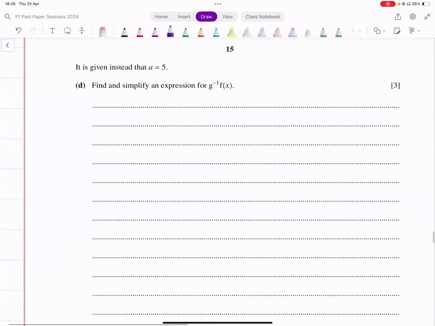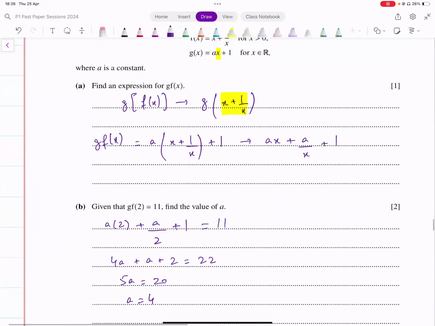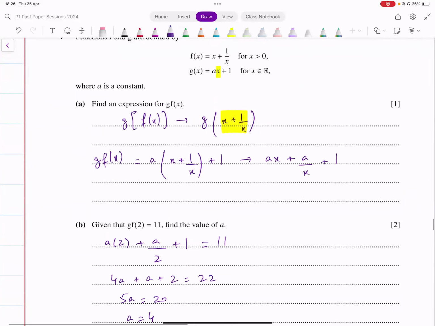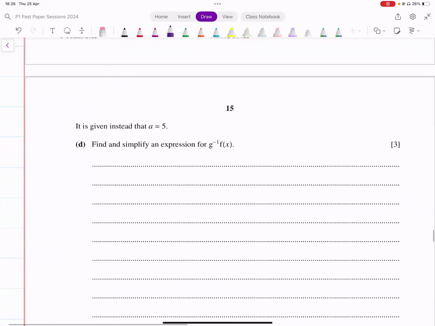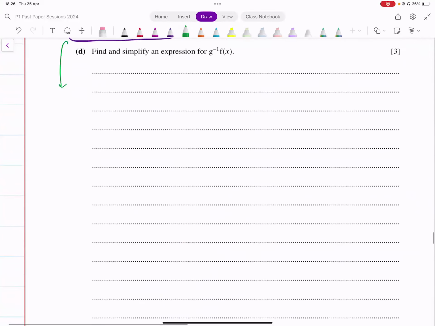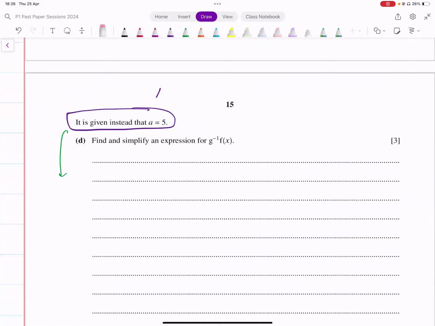Now it says it's given instead that a equals 5. That means this value of a that you found here is no longer relevant. They have told you that a equals 5 now, and they've given you that value in the beginning here, not inside part D. That means this value is now relevant for the next part. We've got part E as well, so this value a equals 5 is relevant for both parts now.